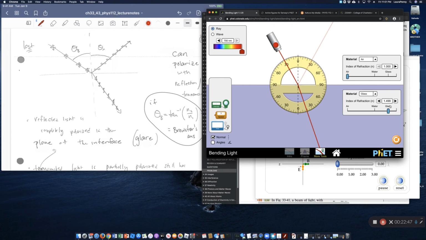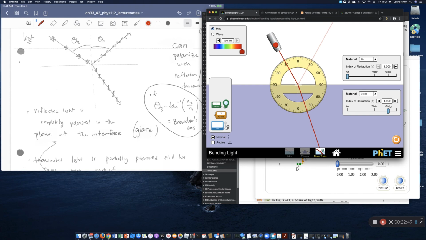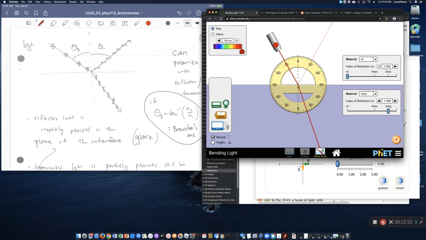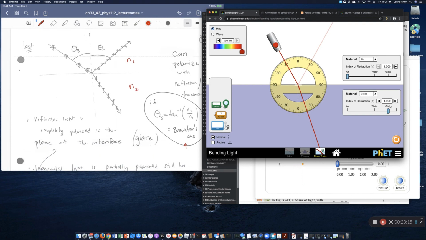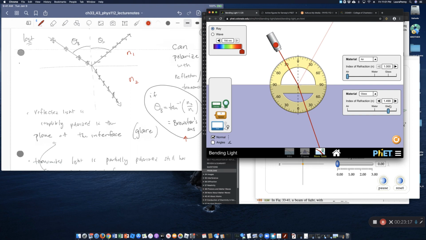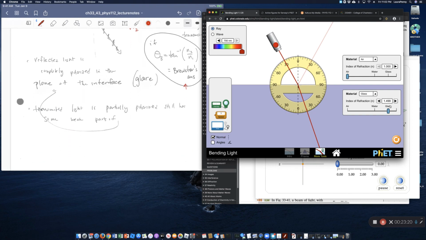The last thing is that it is possible to completely polarize reflected light if you hit your interface at just the right angle, which is called Brewster's angle. Brewster's angle is the inverse tan of N2 over N1, where this is N2 and this is N1. All of the reflected light would be polarized in the plane of the interface. Transmitted light is only partially polarized.